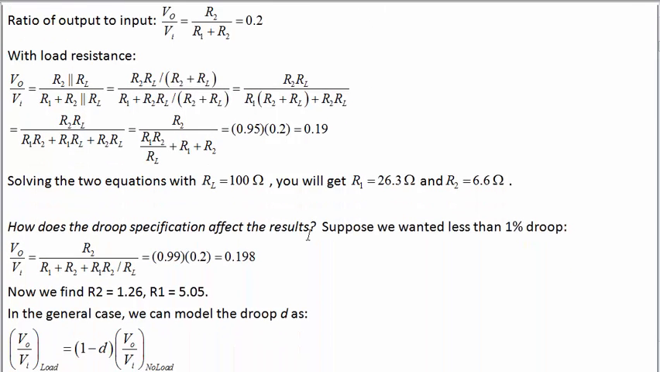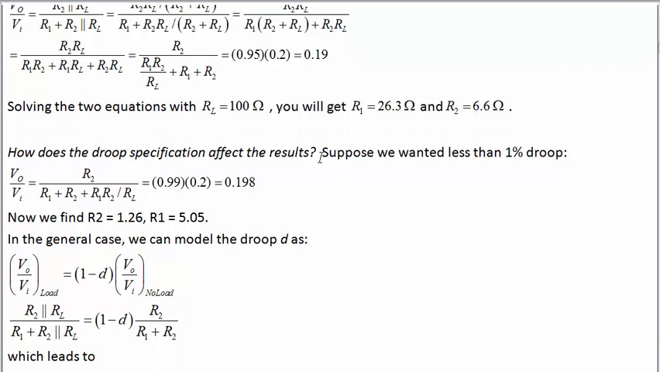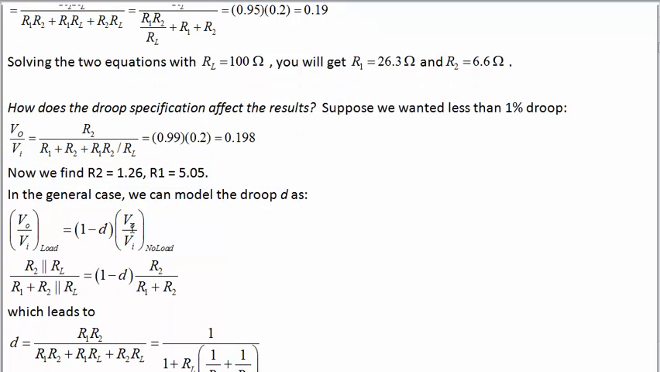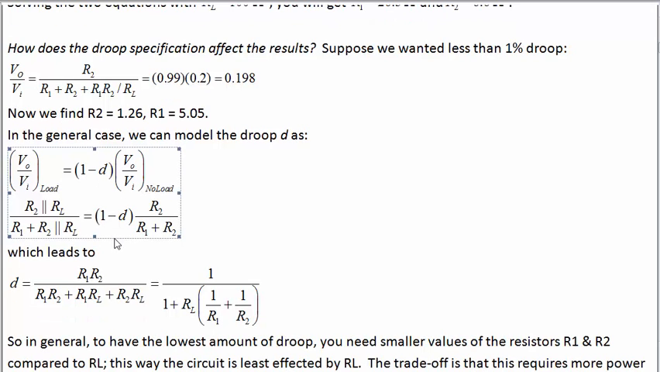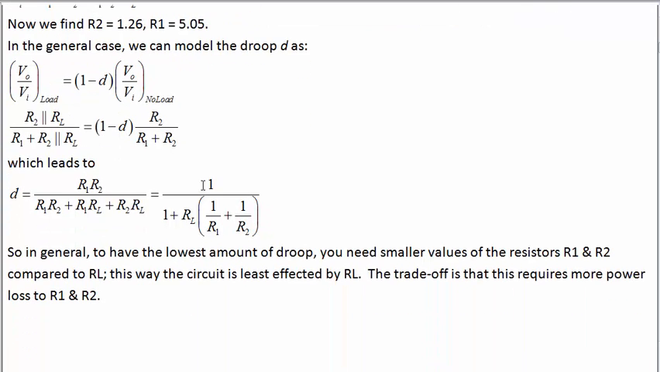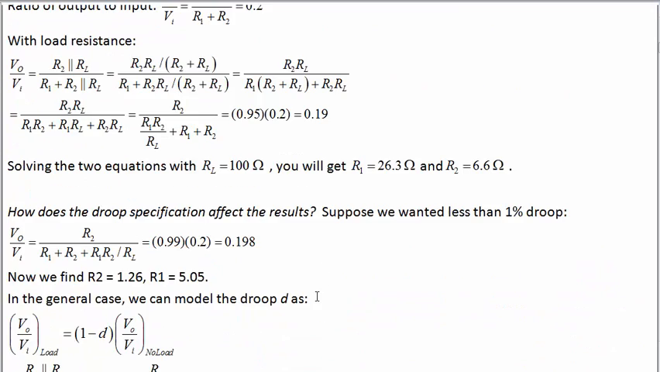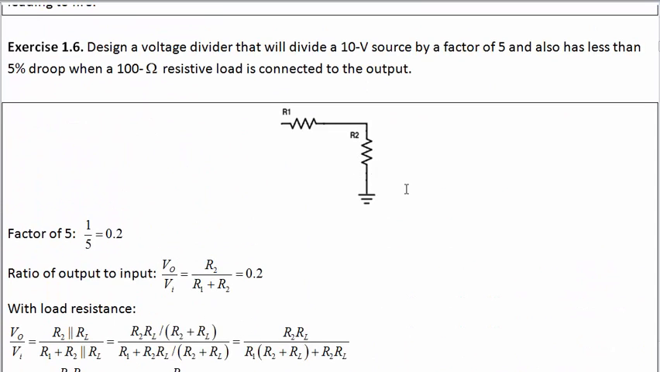So how do the droop specifications affect the results? Let's just explore this first. Suppose we wanted less than 1% droop. So now we change the droop to 0.99. Solving again, we find that we need even smaller resistors. Okay, that's interesting. So in the general case, we can model the droop D using the same sort of strategy, leading us to a droop that depends on the relative values of the input resistances. Basically, to get very low droop, you need very low resistances for your voltage divider. That kind of makes sense.